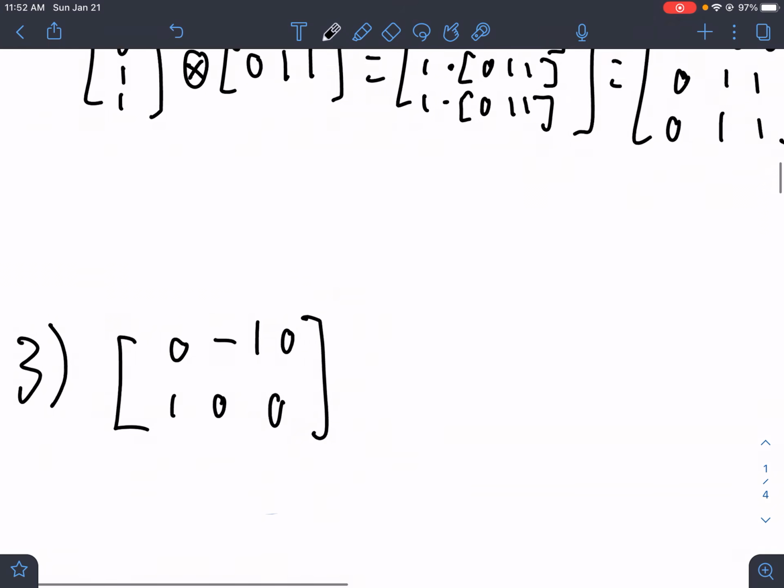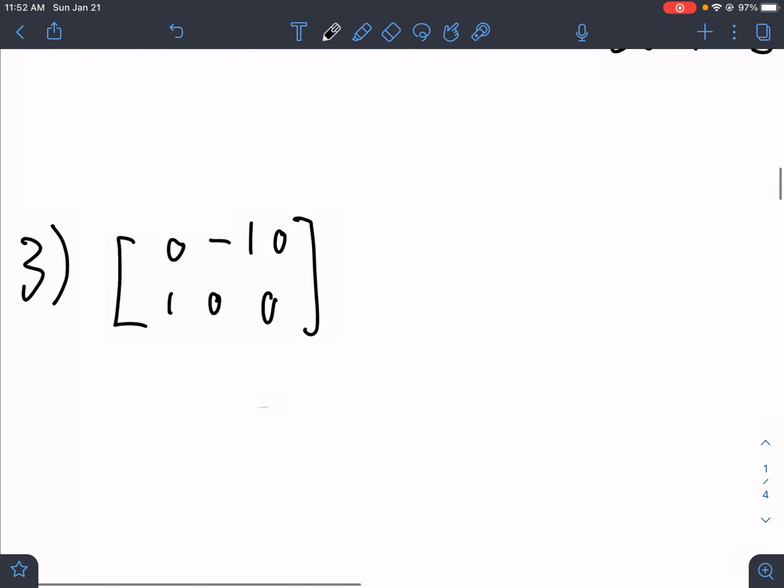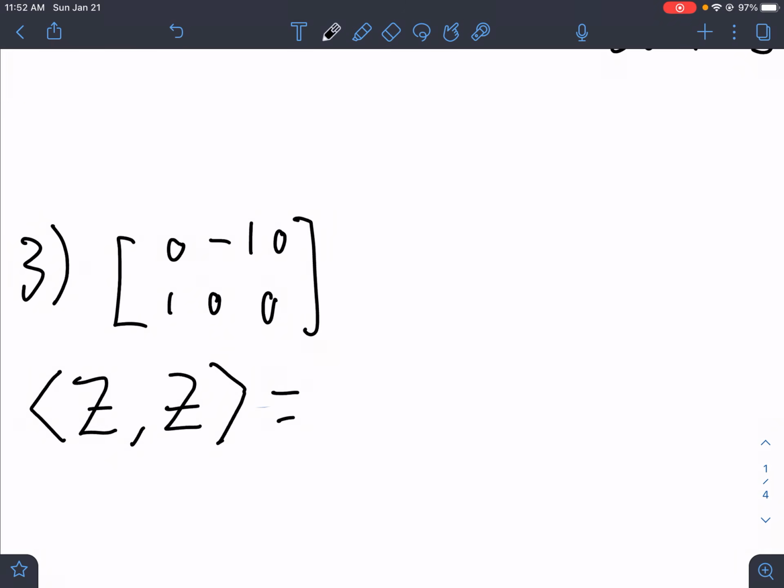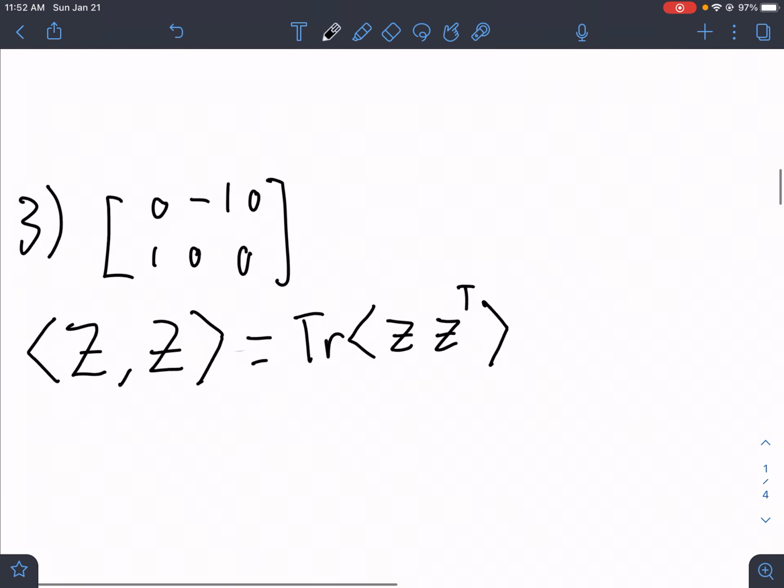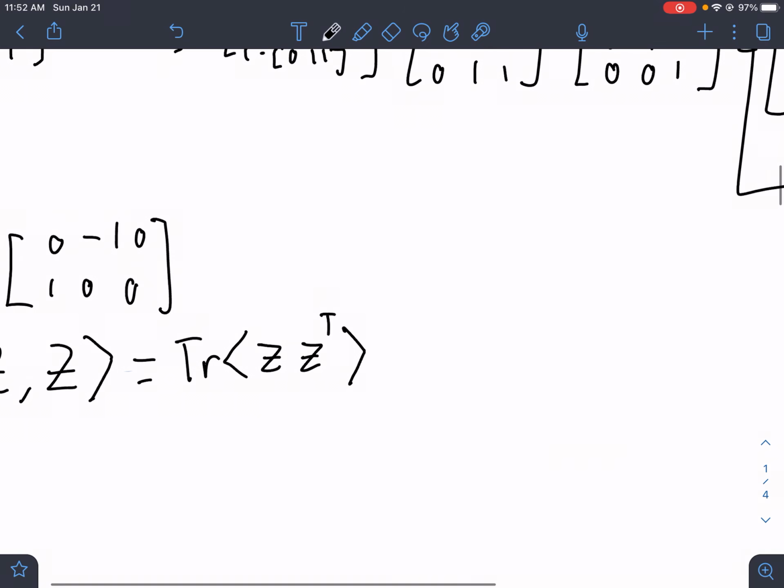Now, you might remember that the inner product of two matrices, so let's just see this out in clear here, Z with Z is equivalent to the trace of Z transpose Z. So what we're going to do, oh, this is the wrong notation. Yeah, whatever. So we're going to do this.